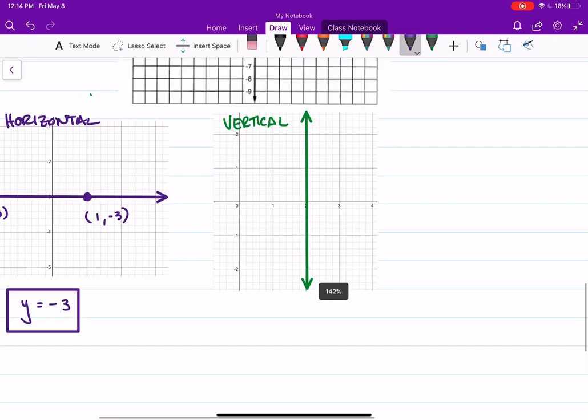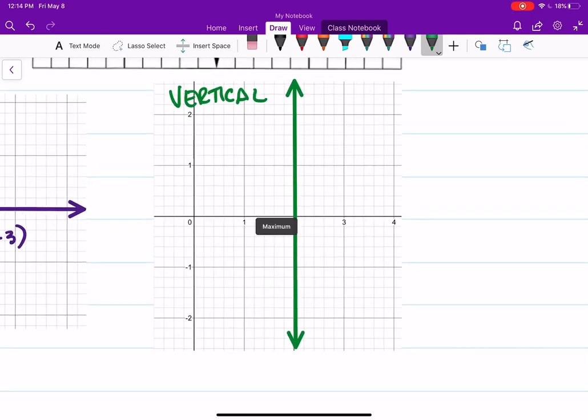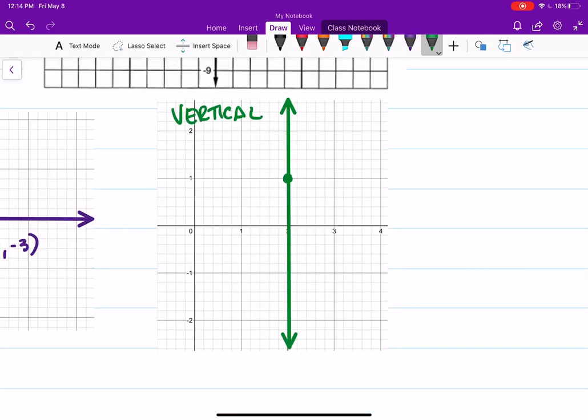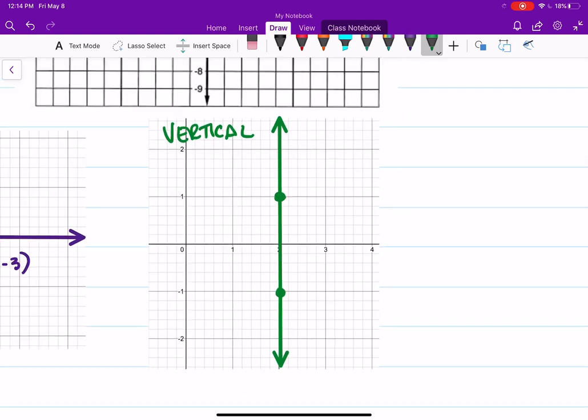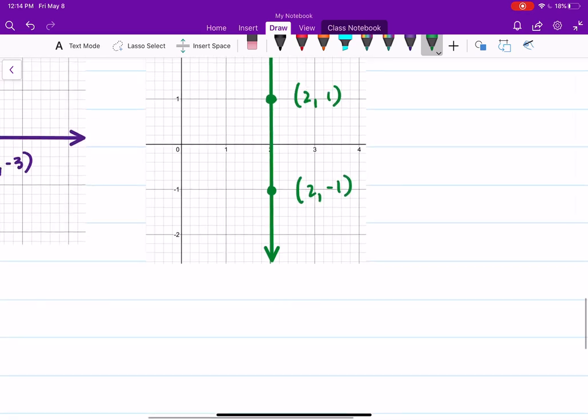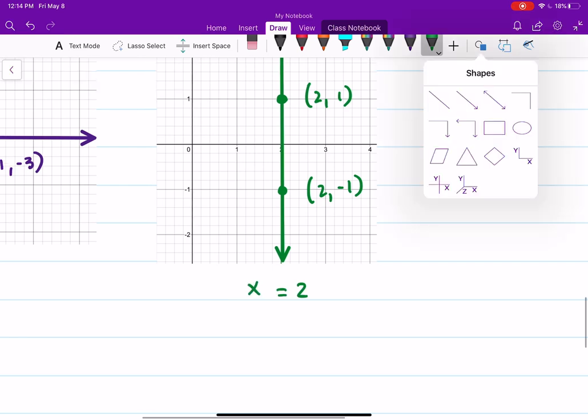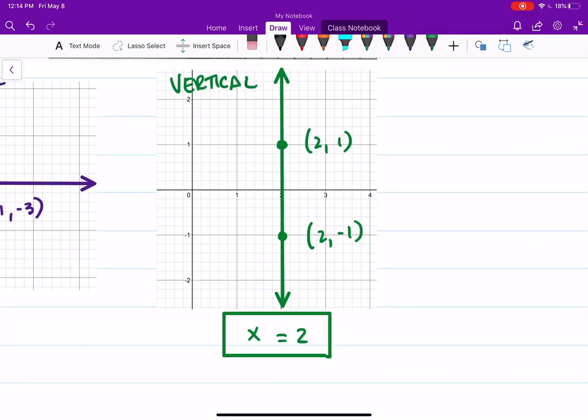How about the vertical line? Well, I want to do the same thing. I'm going to plot a point there, plot a point there, and find out what the coordinates are. The one on top is 2, 1, and the one on the bottom is 2, -1. Well, what stayed the same? The 2 did. What value is that? The x value. Well, guess what? You just also found the equation of a vertical line.